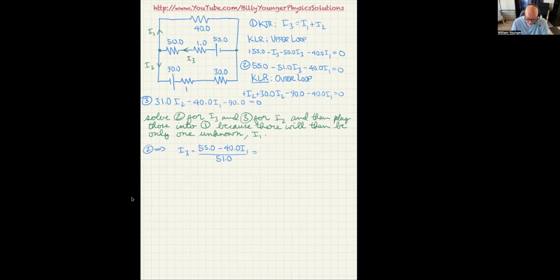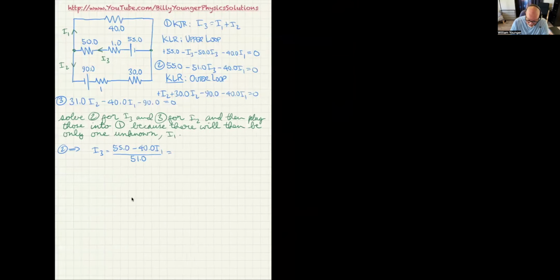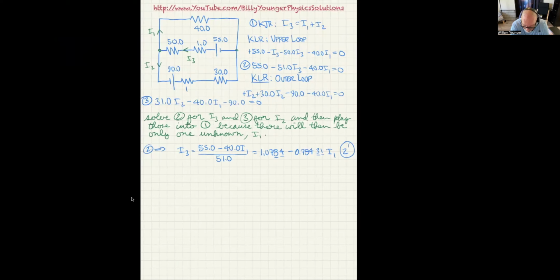So I've gotten I3 explained here, the solving of it for I3. I've got it explained here, but now I'm going to use the calculator to divide 55.0 by 51 and then to divide 40 by 51. And that gives me this result, 55.0 over 51. That was 3 sig figs divided by 3 sig figs, which gave us 1.0784. You can see the 8 and the 4 extra digits that I kept.